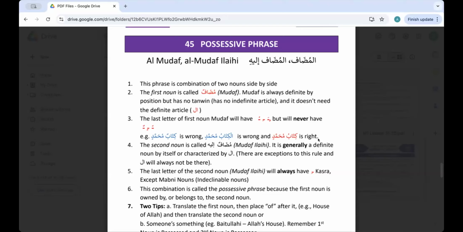Okay. Yes, if no one, I can. Okay, go ahead. What do you understand? Sorry, what did you understand by mudaf ilayhi? So you explain to others.